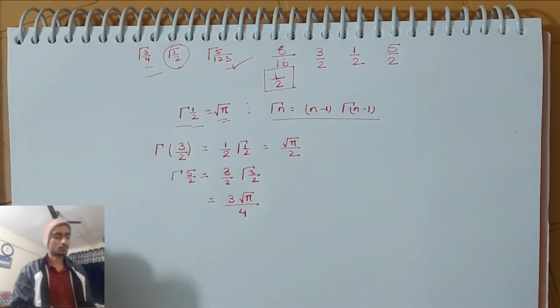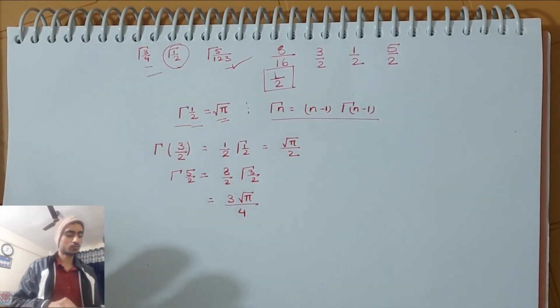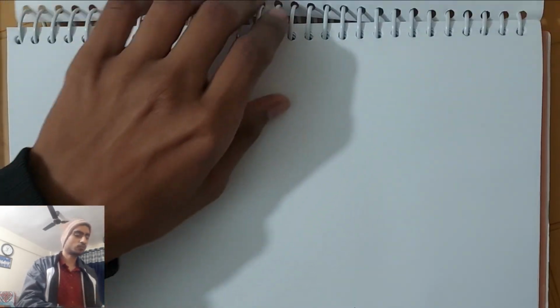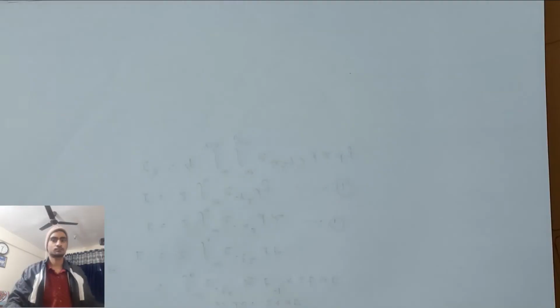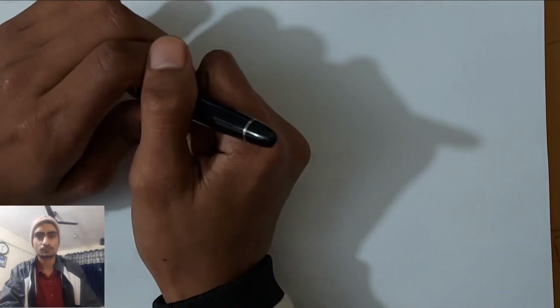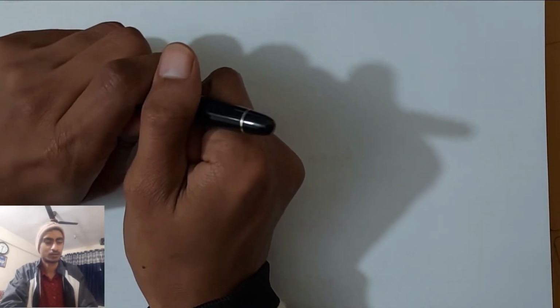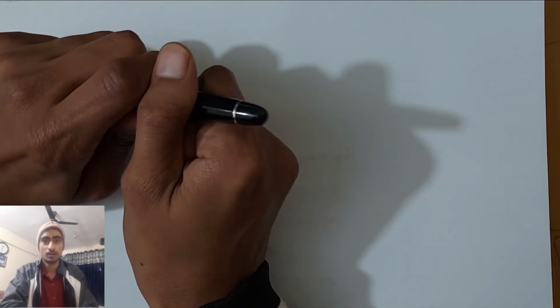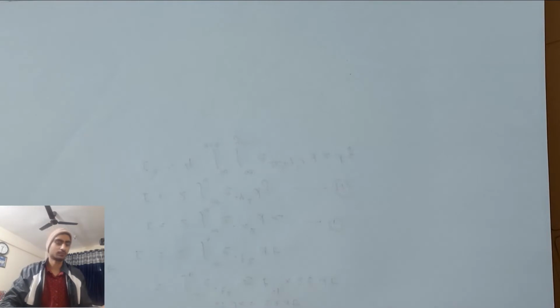Okay, so let's find the value of gamma half. Let's prove that it is equal to root pi. So let's try to find out the value of gamma half now. Let's begin.